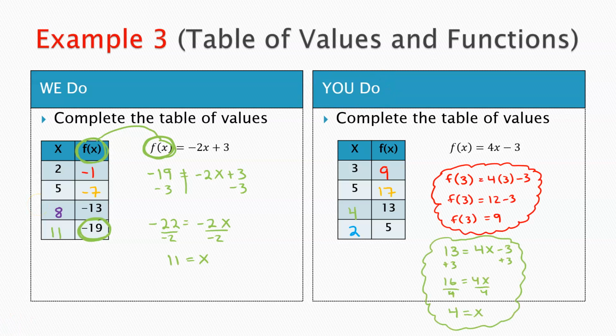All right, guys, there you have it. So again, the table is complete. I left two examples. The first one here in red is for that very first row. I plugged in 3 for my x, and then the second example there in green, that is when they gave me my f of x, which was 13, and then my x value was 4.